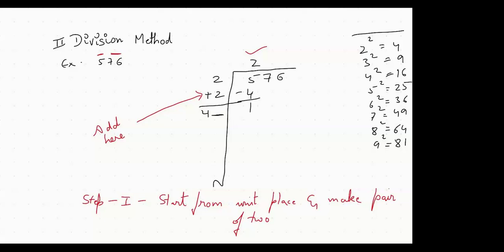Now, remember in step 1 what we did? We made pairs. So 76 is a pair. Why do we make pairs? So that we can bring them down together. Because 76 is one pair, I will bring both 7 and 6 down together like this. Now after 4, what number should I put, which when I multiply with the whole thing, I will get 176?